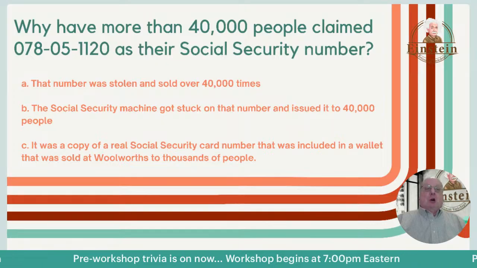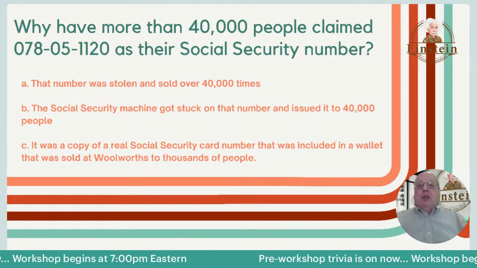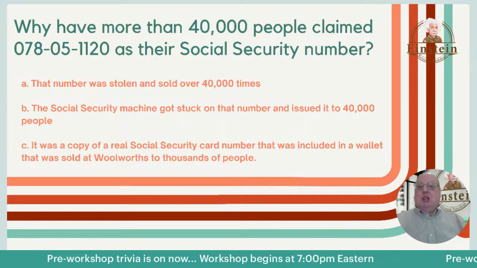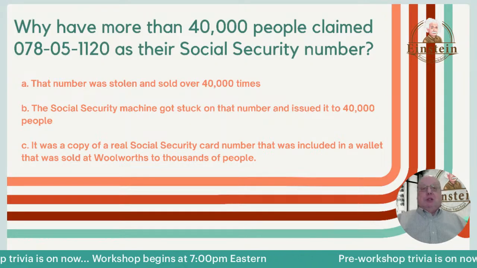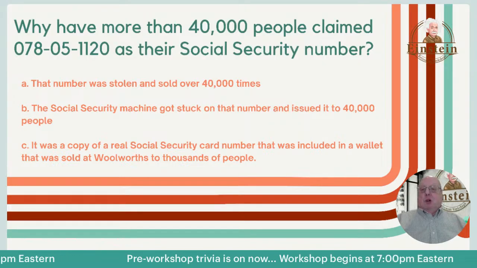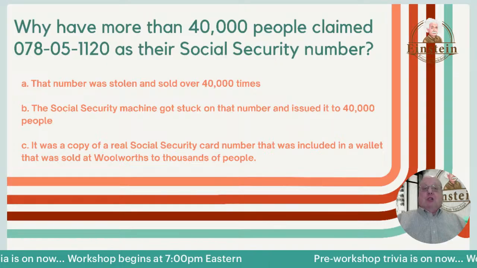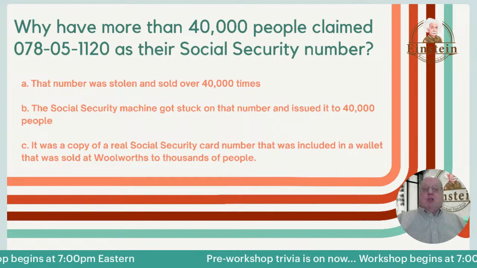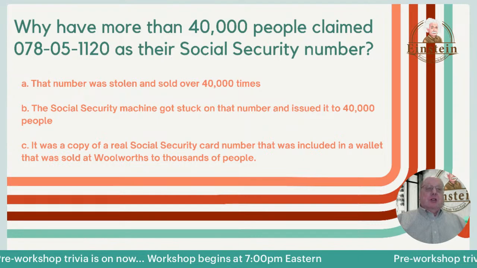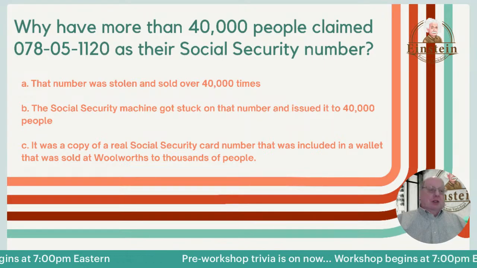All right. Why have more than 40,000 people claimed 078051120 as their own Social Security number? Was it A, the number was stolen and sold over 40,000 times? B, the Social Security machine got stuck and simply kept printing it out and issuing that number to 40,000 people in a row? Or C, was it a copy of a real Social Security card number that was included in a wallet that was sold at Woolworths to thousands and thousands of people? 40,000 people claimed it, so it would have been a lot. What do you think? A, B, or C?